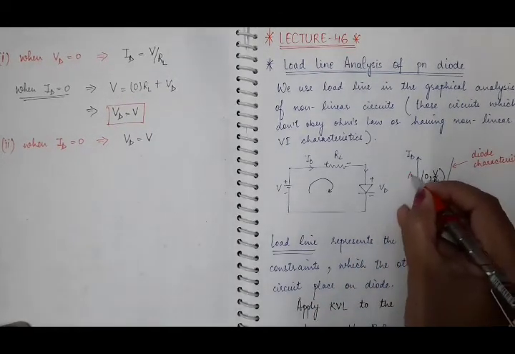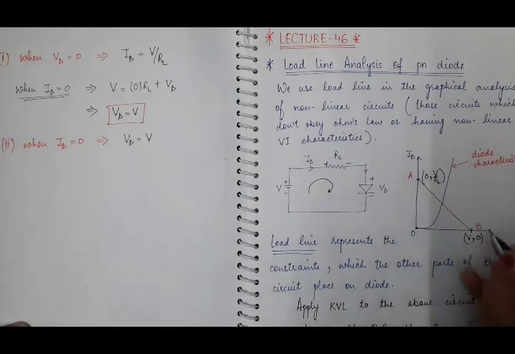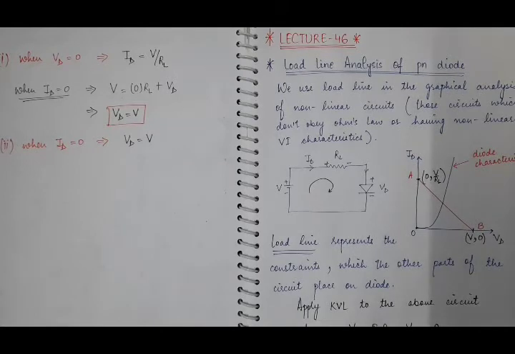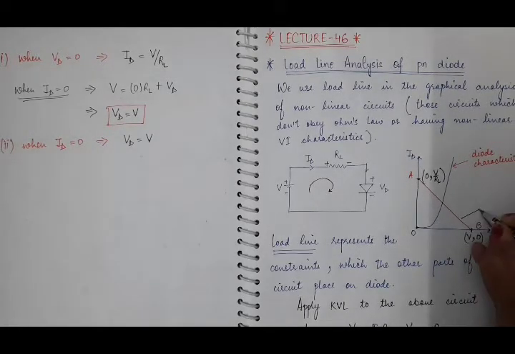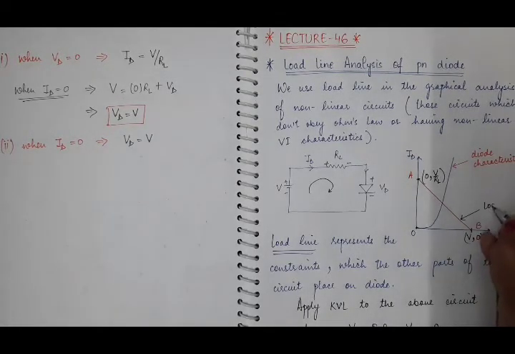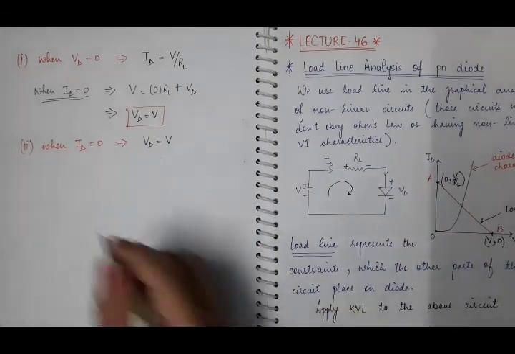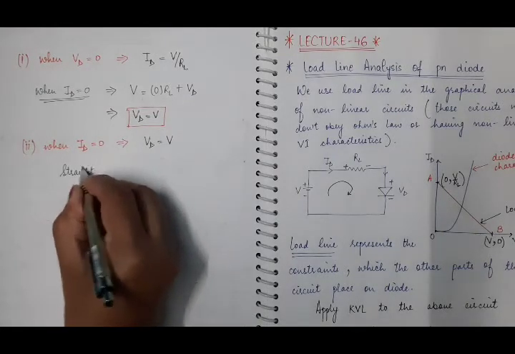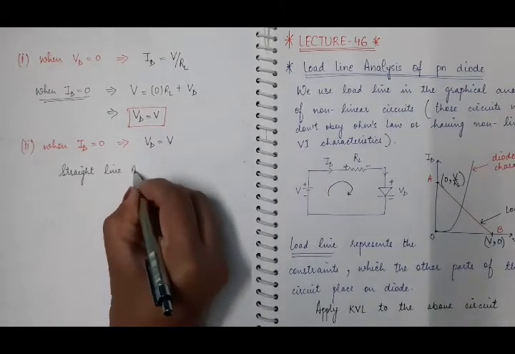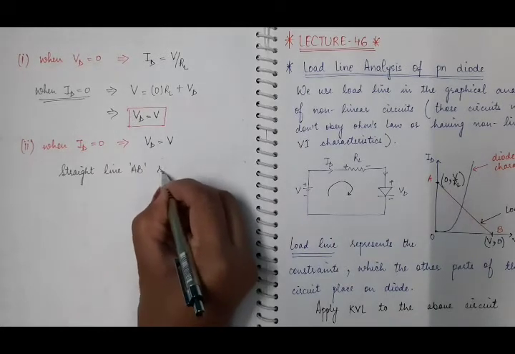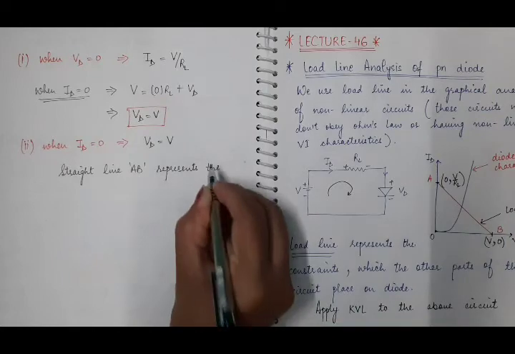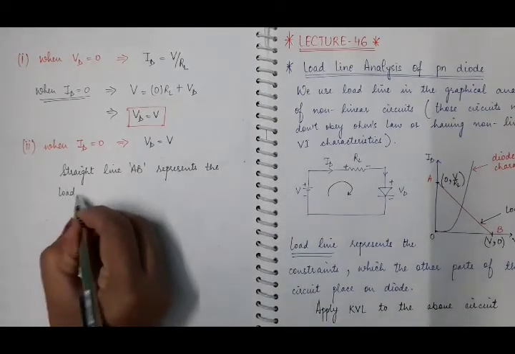Suppose this point is A and this point is B. So now this AB represents the load line. This is the load line. So the straight line AB represents the load line of the diode.